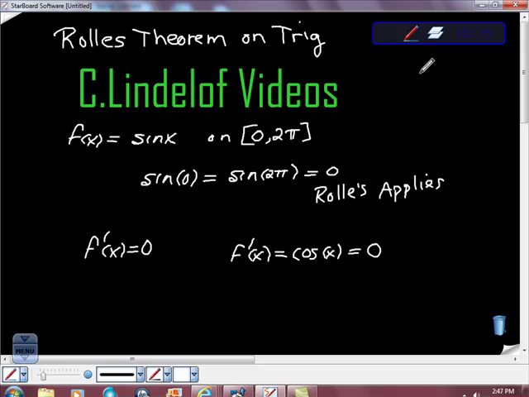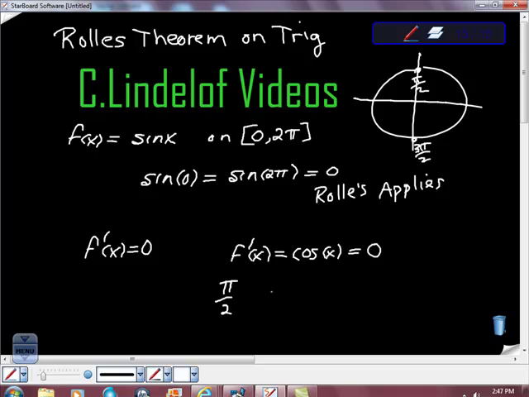So what I do here is just very simply, I go to the unit circle, right? And you should have your unit circle either memorized or with you. And I realize that this is pi halves here, isn't it? And this is 3 pi halves down here. And cosine of 3 pi halves is 0, and cosine of pi halves is 0. So my answers are pi halves and 3 pi halves.